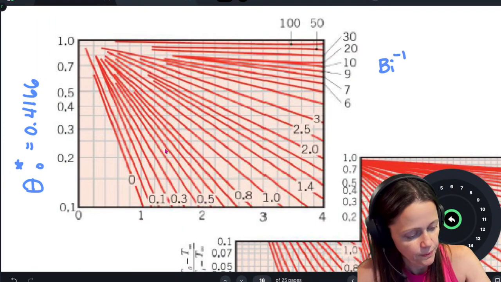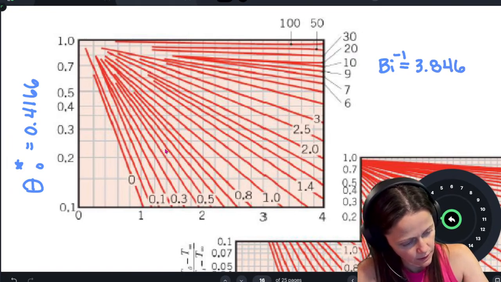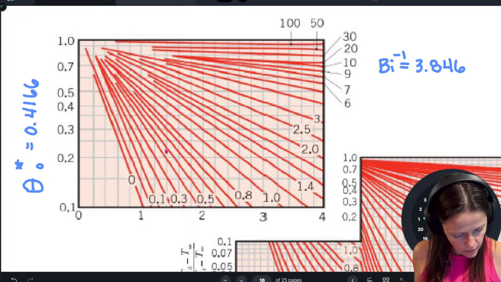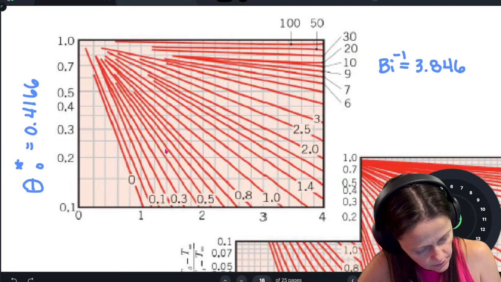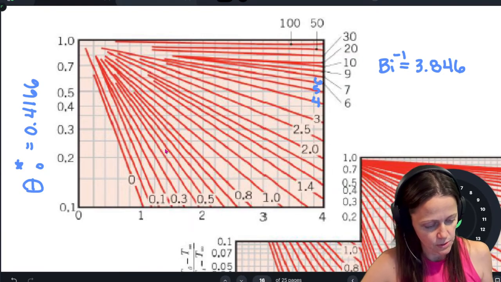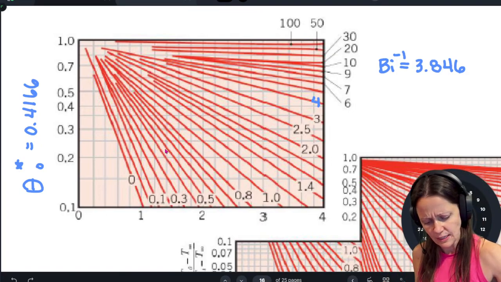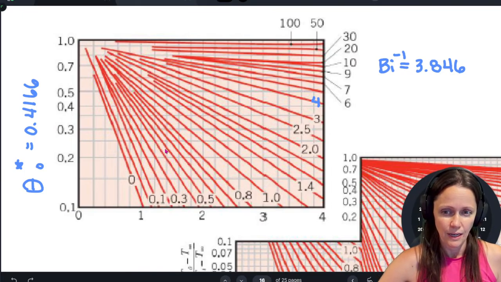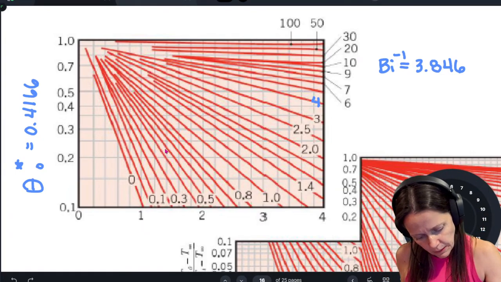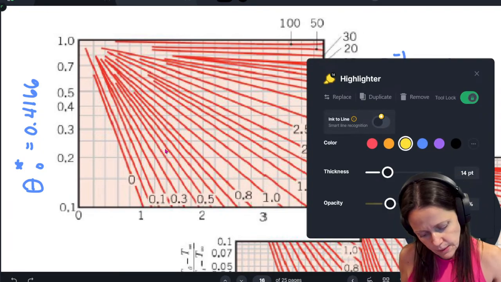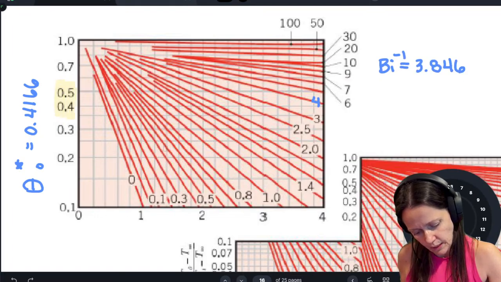Okay. And then our inverse Biot number was 3.846. All right. So there's our 3. Looks like this is going to be 4, that's 5, that's 6, right? So kind of close to the 4. And then if I look at the scale right here, you can tell it's not logarithmic. So the way that I always do it is, I know it's going to be between, so 0.41, so it's going to be between these guys right here, right?